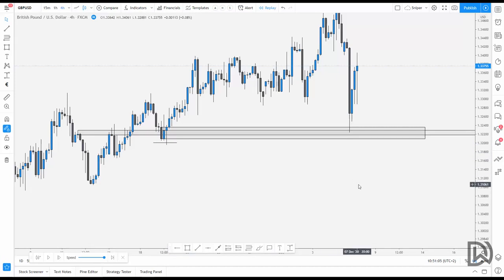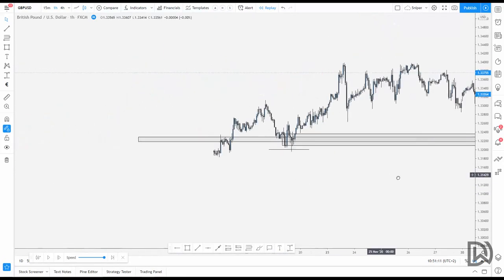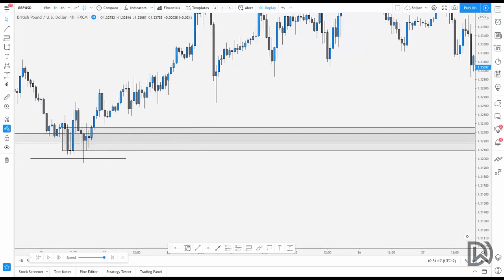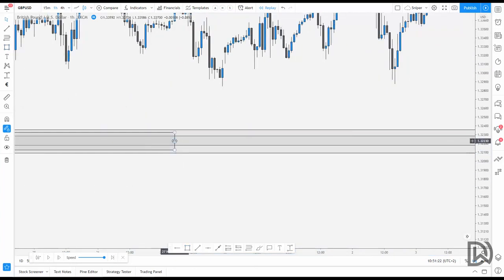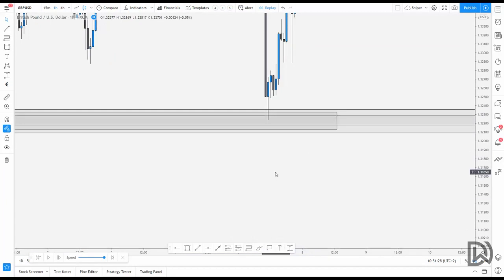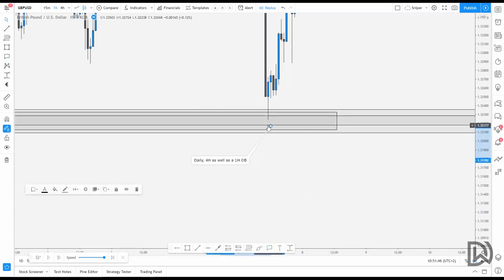Then we can also look at the 1 hour. What do we see on the 1 hour? On the 1 hour again, we have this order block that's formed over there, but we also have this one, this recent down candle before the up movement. Let's just drag that out. So now we have a daily, a 4H, as well as a 1H order block, all overlapping in this area.